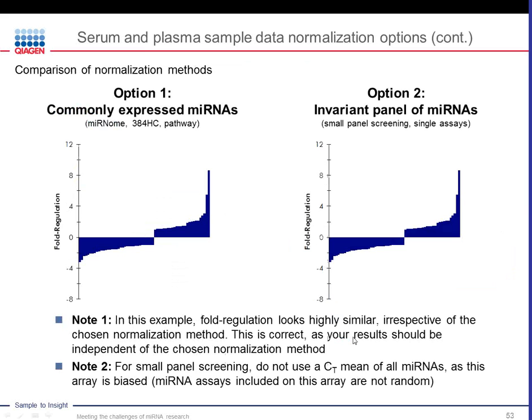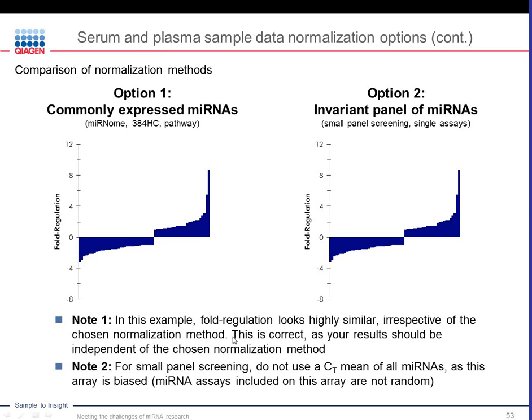So when you compare the normalization methods, you would use the commonly expressed microRNA method when working with micronome profiling or one of our PCR arrays. You would choose invariant microRNA normalization when working with a small panel or individual assays. In this example, as a first note, the fold regulations look highly similar between the 2 methods, and this is correct as your results should be as independent of your chosen normalization method as possible.